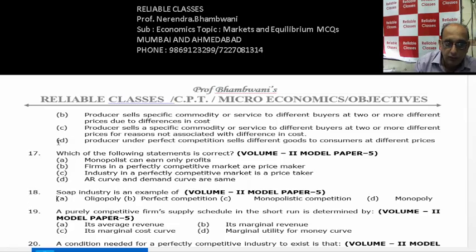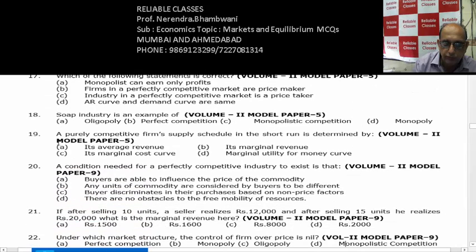Okay. Soap industry is an example of oligopoly, perfect competition, monopolistic competition. The answer is monopolistic competition. There are a large number of sellers selling differentiated products. Look at how many soaps there are: Tata, Godrej, Hindustan Lever, so many are there in soap.